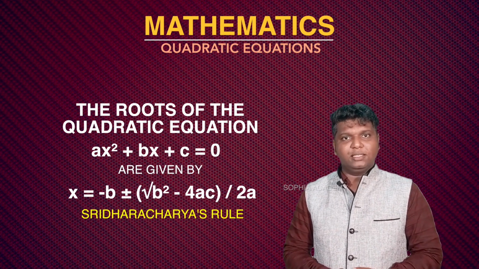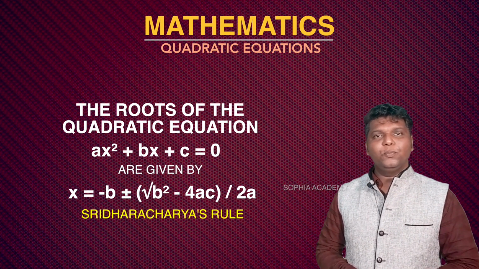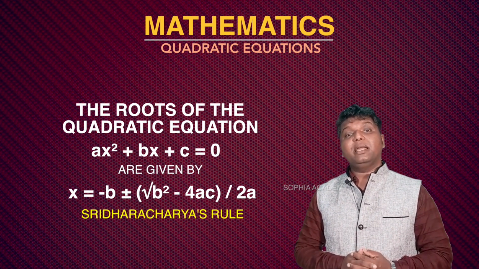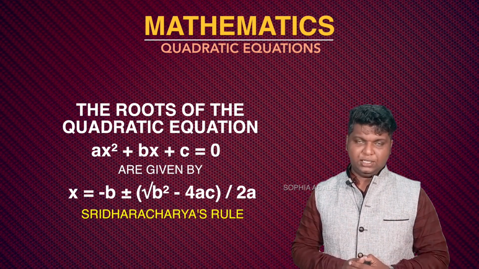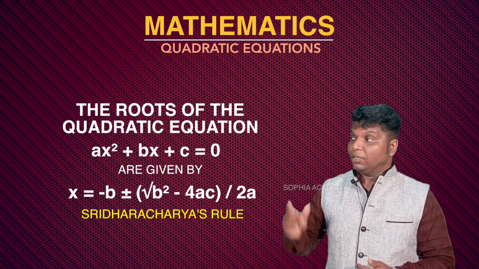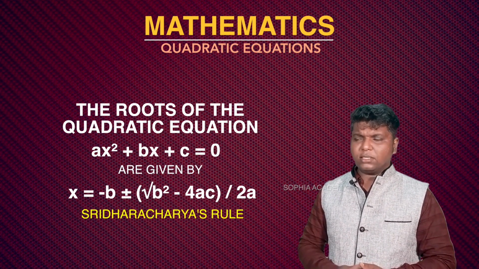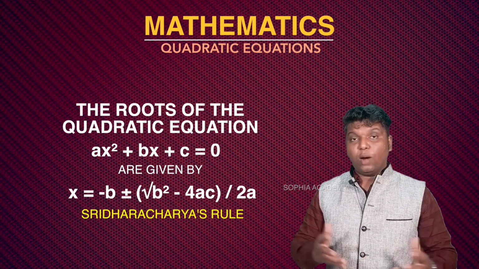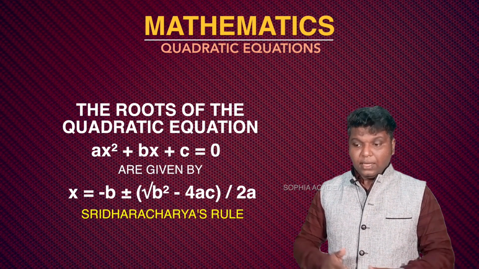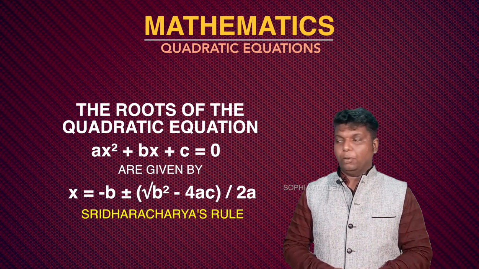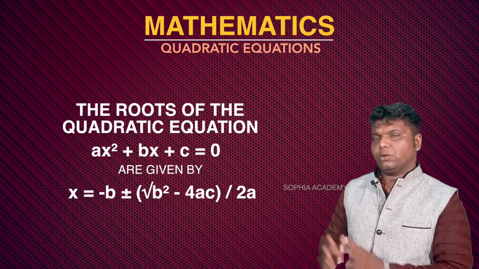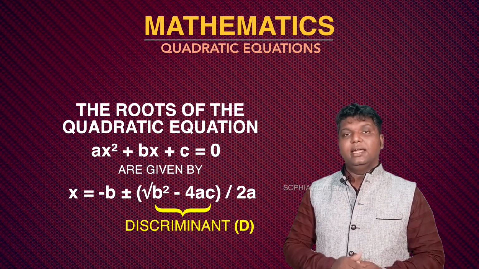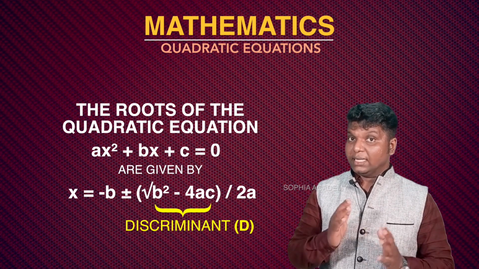See how great it is, right? Here you can see within the root, b square minus 4ac. This b square minus 4ac is what we call the discriminant. In the next class I will teach about the discriminant and why we use it, because the discriminant shows the nature of the given roots. We will discuss the nature in the next class. So just keep in your mind that b square minus 4ac is a very important portion, and it is called the discriminant, represented by capital letter D.